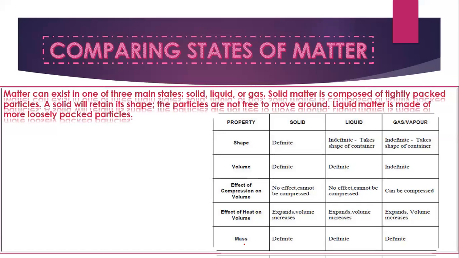The last property of matter is mass. What about solid? Definite mass. In liquid, definite mass. And also in the gas, the mass is definite. Only the shape, the volume, and the effect of compression on the volume change. The heat effect and the mass, these two properties are the same in all three states of matter.